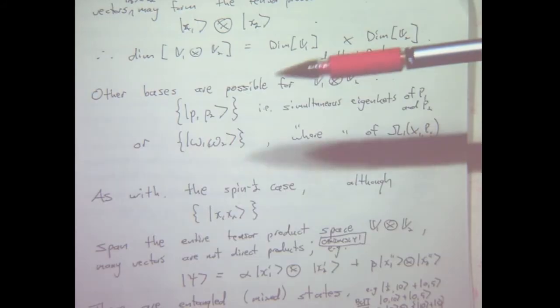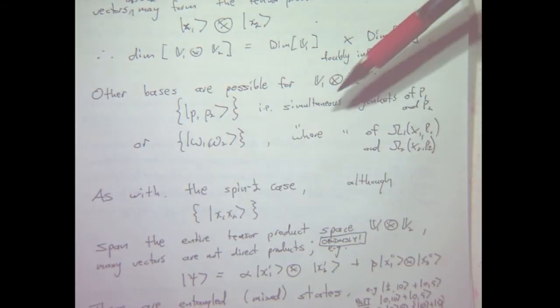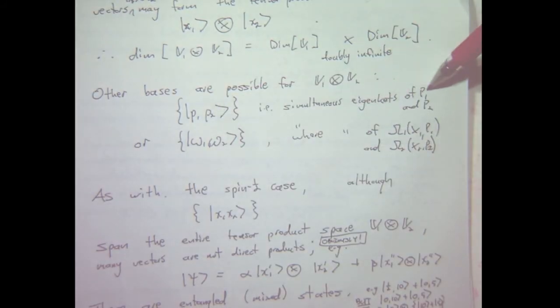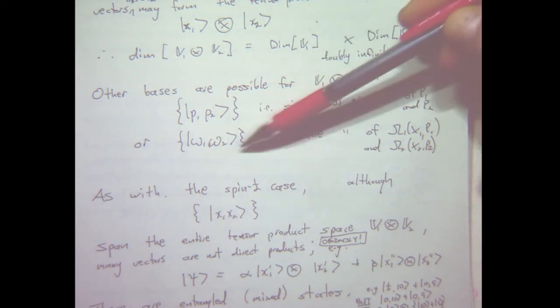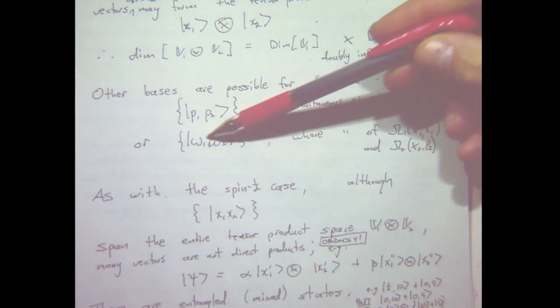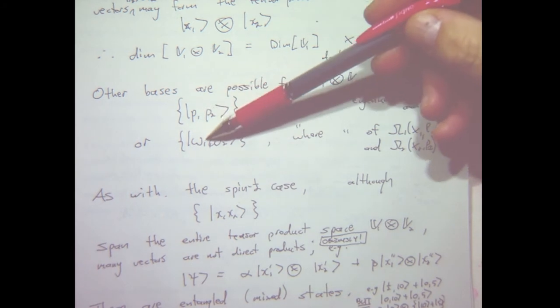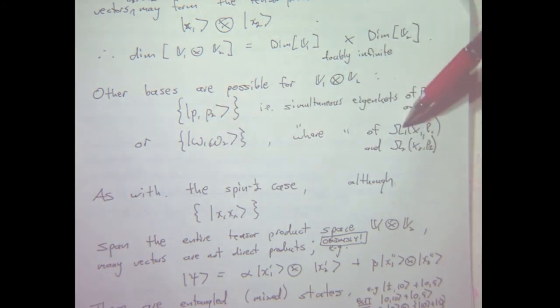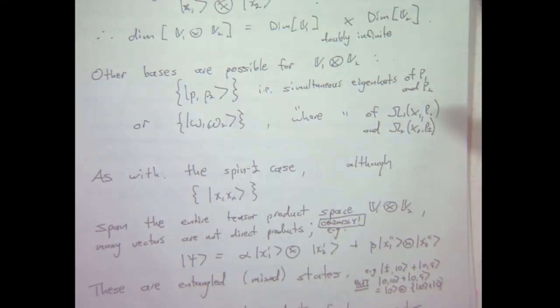Other bases are possible, of course. You can get the momentum bases, for simultaneous eigenkets of the momentum operator P1 and the momentum operator P2. Or you could have any other eigenvalues of some operators, omega 1, omega 2, which are functions of x1 and p1, x2 and p2.